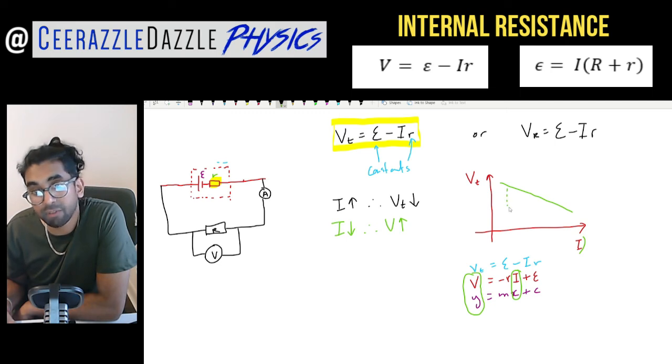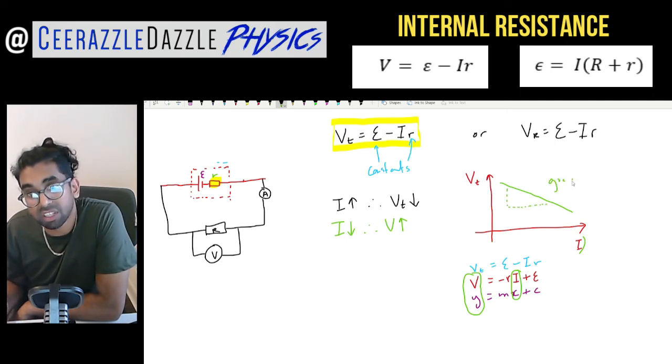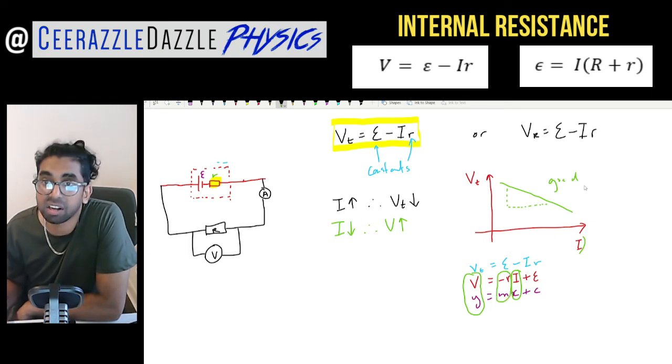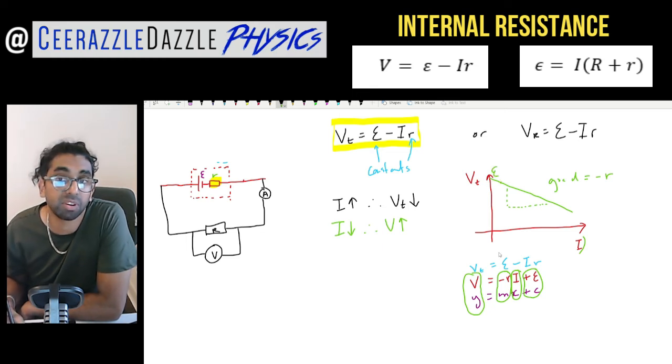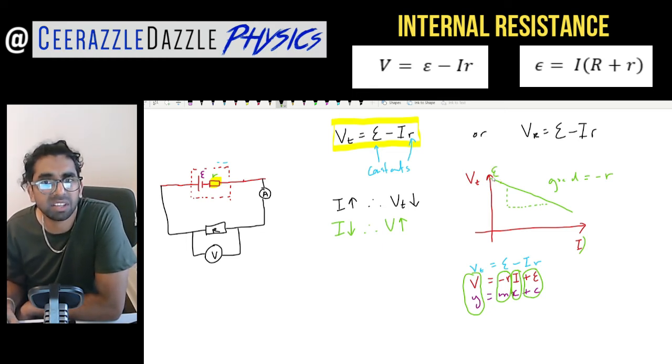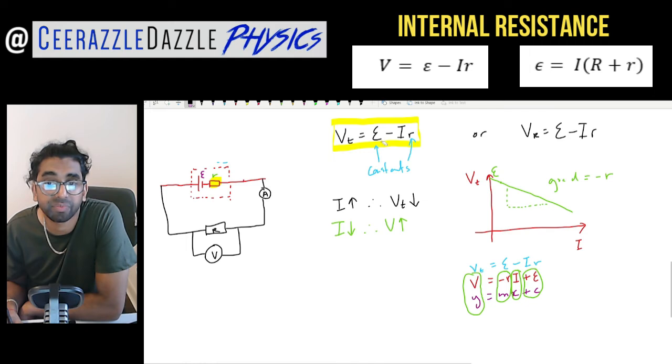That means that if I was to plot this graph right now, guys, the gradient of this line, you can see, will be equal to minus r. So the gradient is equal to minus r, and the y-intercept will be equal to epsilon over here. And that also makes sense, guys, because when the current is zero, voltage will be equal to epsilon as well.